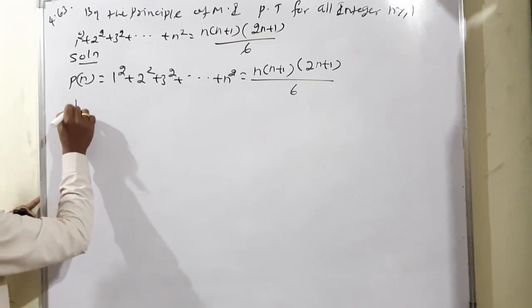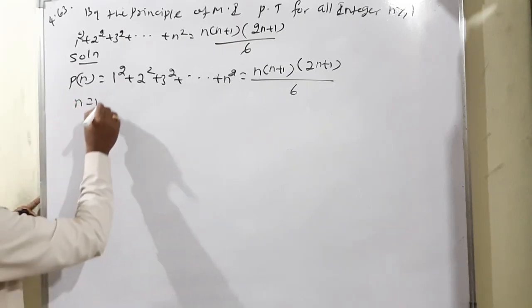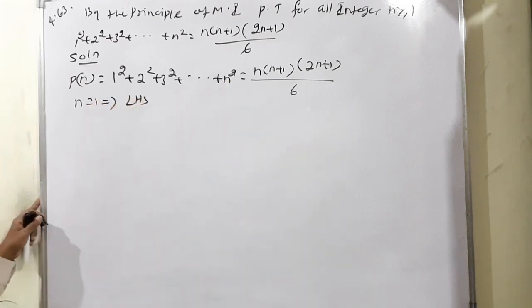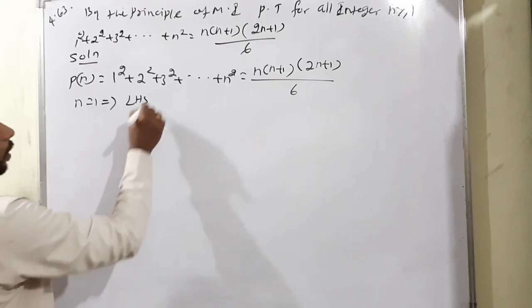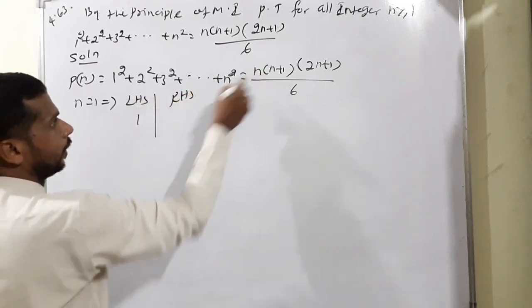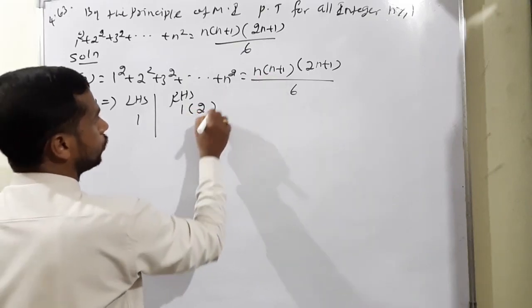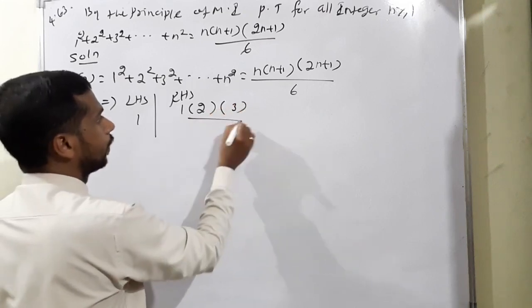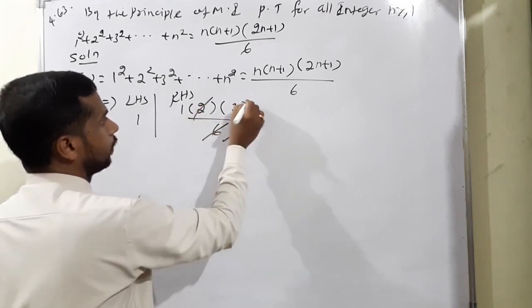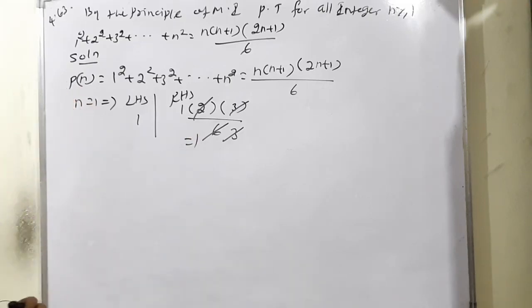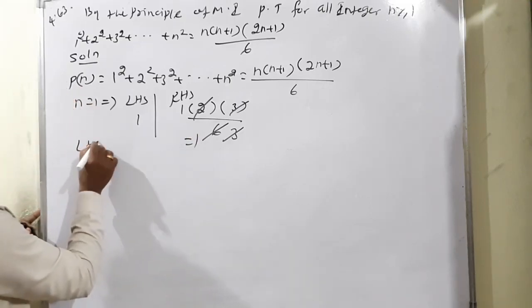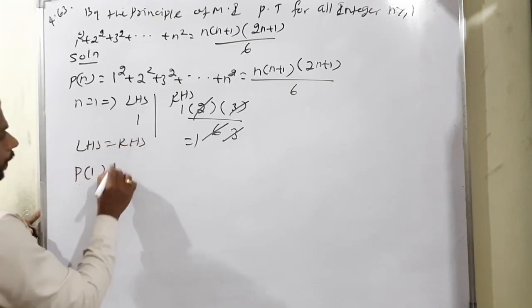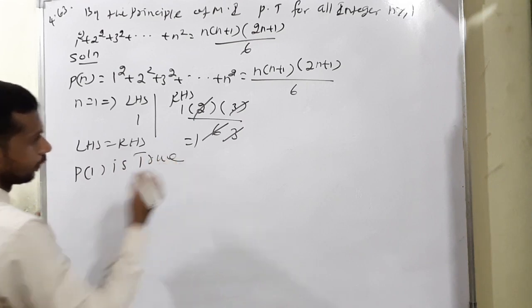First, substitute n is equal to 1, what will happen? LHS is only 1, so n square means 1 square, isn't it? So 1 square means value 1. Then RHS: 1 into 1 plus 1, again 2 into 1 plus 1, that is 2 plus 1 is equal to 3, divided by 6. So 6 is 2 times 3, again 3 cancels. So RHS also has value 1. So LHS is equal to RHS, which means definitely P of 1 is true. The first condition is clear.